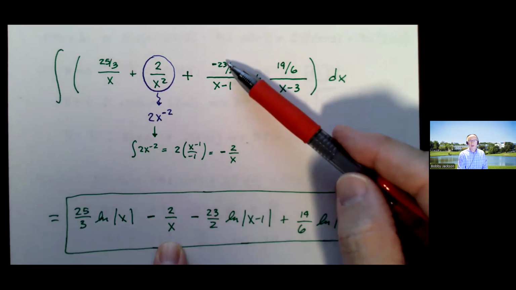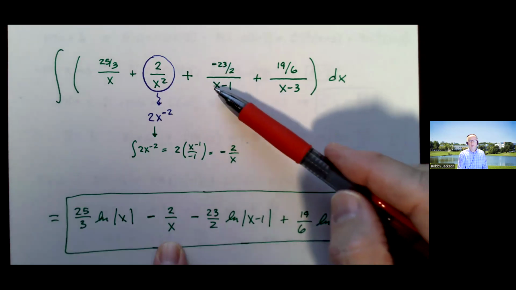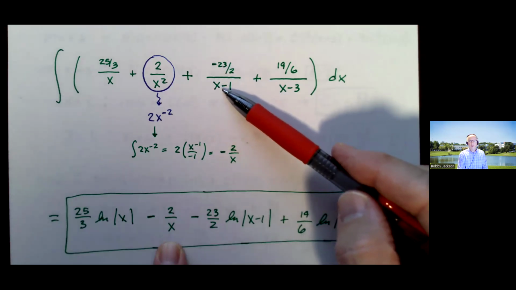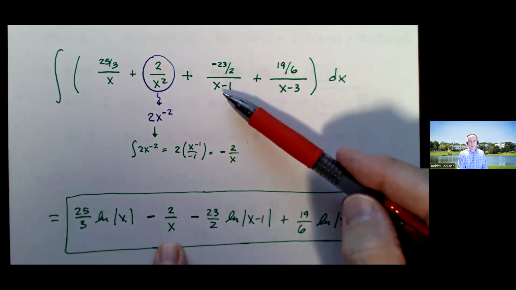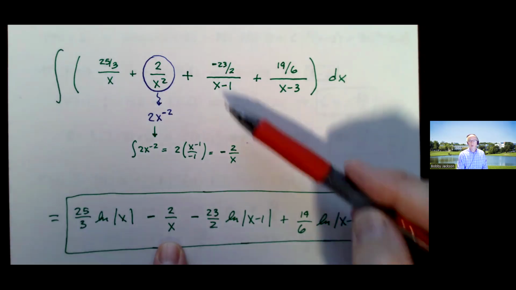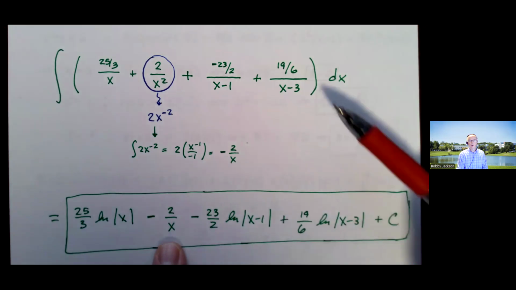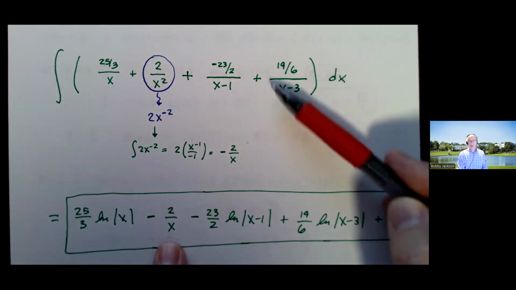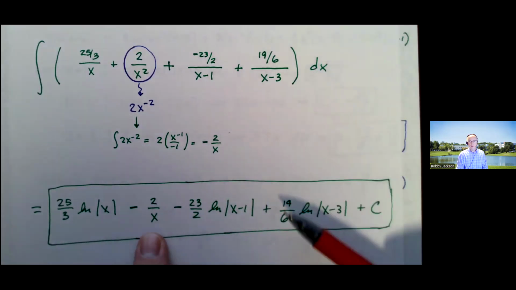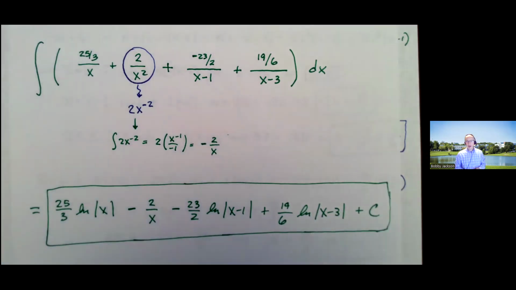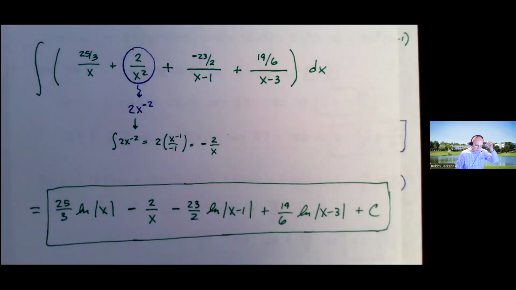And then here, the -23 halves can come out. And then if we let u be x minus 1, du is dx, I get 1 over u. The antiderivative of 1 over u is the natural log absolute value of u. So I get -23 halves natural log of x minus 1. And then very similar, I hope you've seen this before, this antiderivative is 19/6 natural log absolute value of x minus 3. Again, your polynomials might be slightly different than this, but it should look very similar in terms of the process.